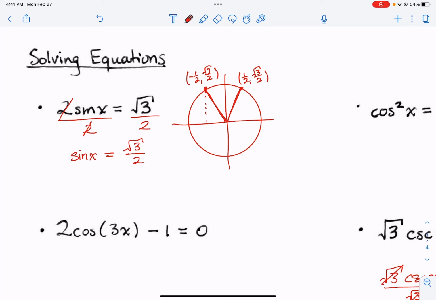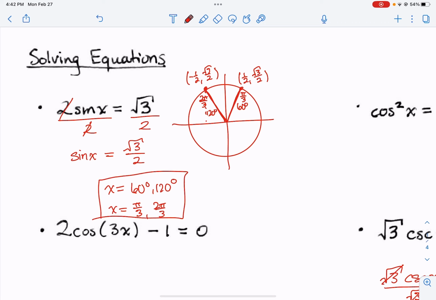Right, and so my two answers here, and you can express your answer in degrees or radians, you could say this is 60 degrees and 120 degrees, or you could say pi over 3 and 2 pi over 3. Either way, the final answers here are 60 and 120, or pi over 3, 2 pi over 3. Unless I specify, you can choose whether you state your answer in degrees or radians.